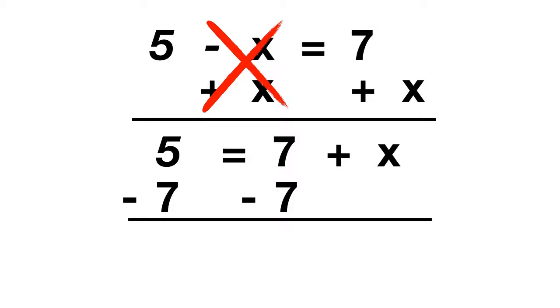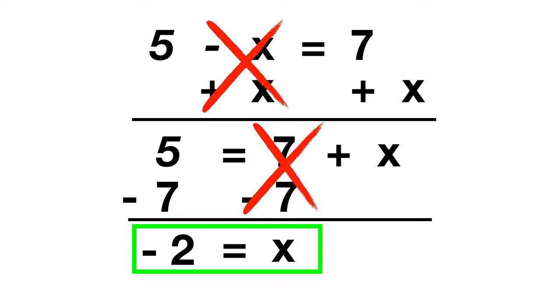When you solve this, the 7 minus 7 cancels out. You're left with just an x. And on the left side, you get 5 minus 7, which equals what? 5 minus 7 is negative 2. And so you can say negative 2 equals x. Now let's do one of those tricky problems together.